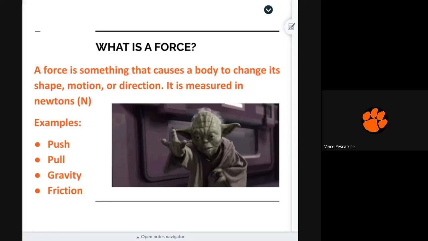So what's in orange is the definition: a force is something that causes a body to change its shape, motion, or direction. That is what goes in the notes. I'll give you a second to type that in while I clean up my notes. So you should be typing in: a force is something that causes a body to change its shape, motion, or direction.